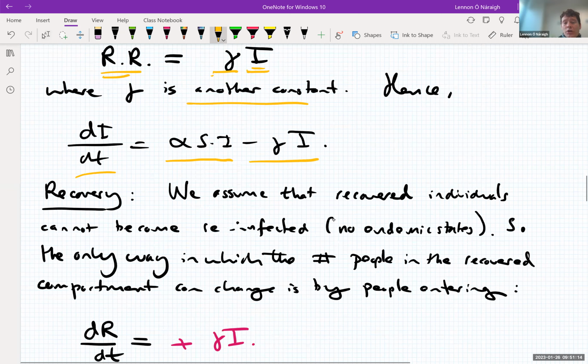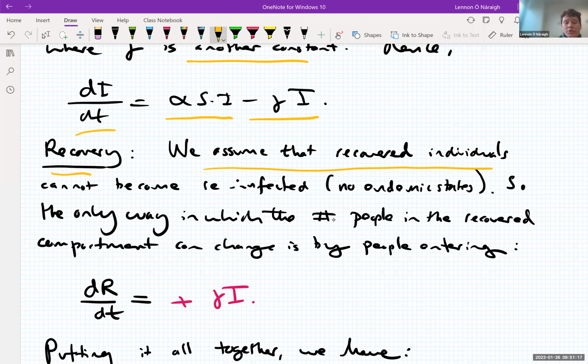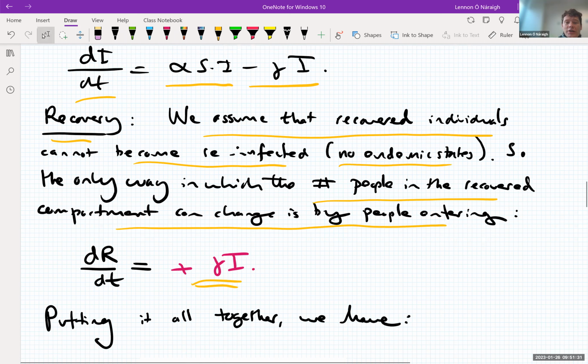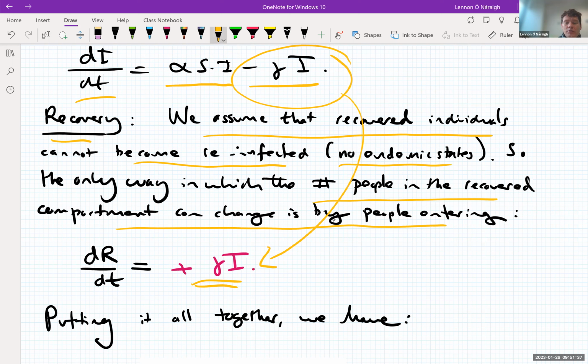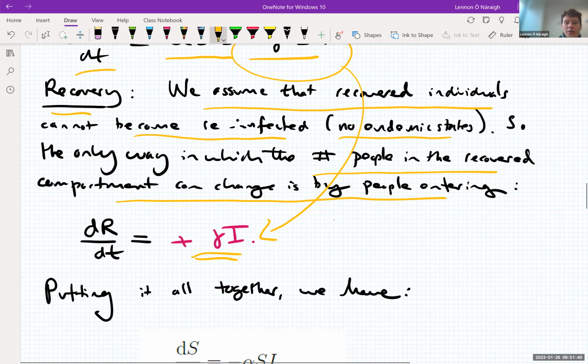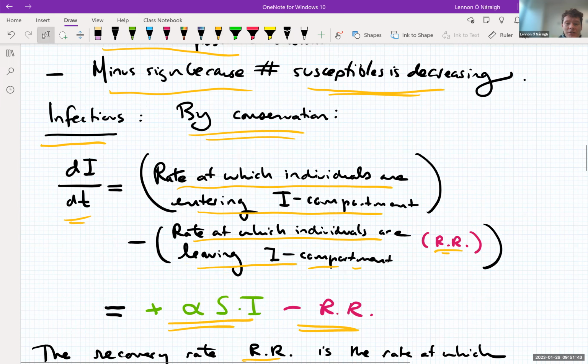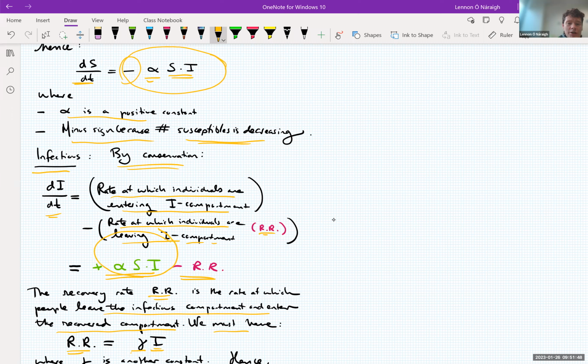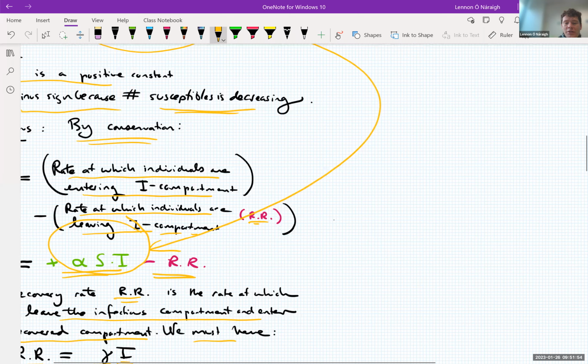Okay, and moving on lastly to the recovered compartment, we assume that recovered individuals cannot become reinfected, and this rules out endemic diseases. So the only way in which the number of people in the recovered compartment can change is when people come into it. And just by conservation, people coming into the R compartment are exactly the people leaving the I compartment. So you can kind of see that up here as well, that people leaving the S compartment go into the I compartment. So there's this movement between the different compartments.